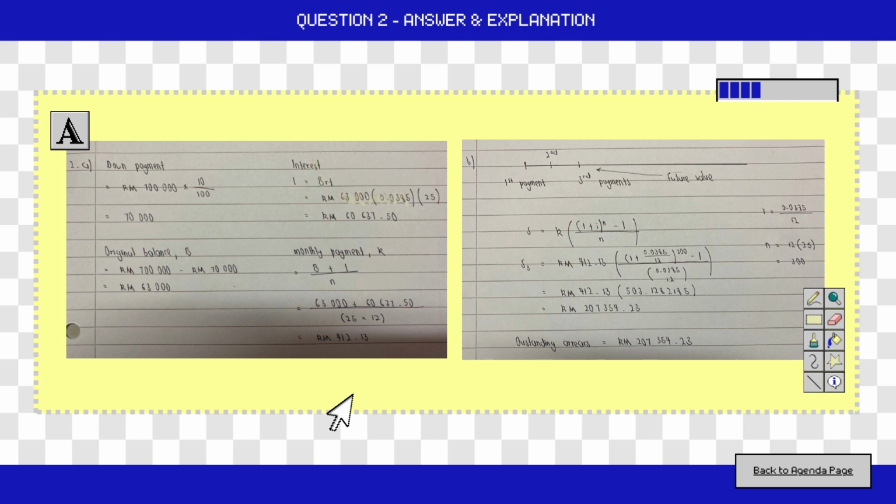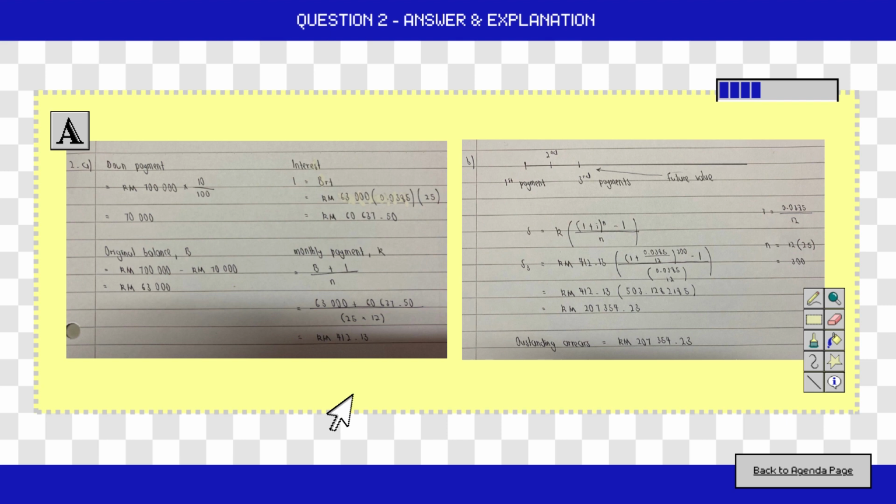As we know, outstanding arrears is tunggakan in Malay, and it is to pay the unpaid payments. And for this, we need to use the formula of future value. It is S equal to R, open bracket, open bracket again, 1 plus i, close bracket, to the power of n, minus 1, over i.